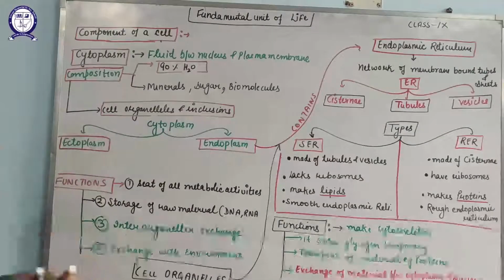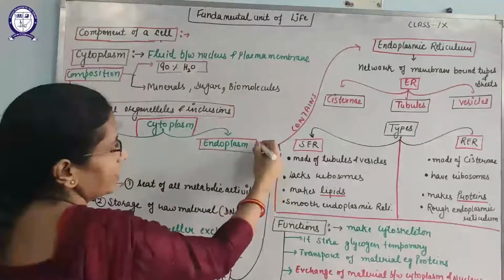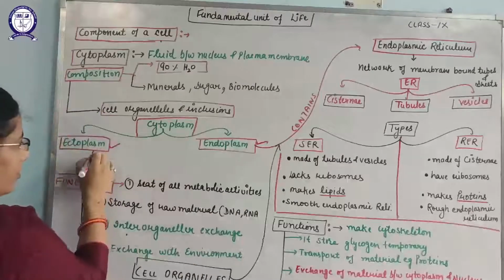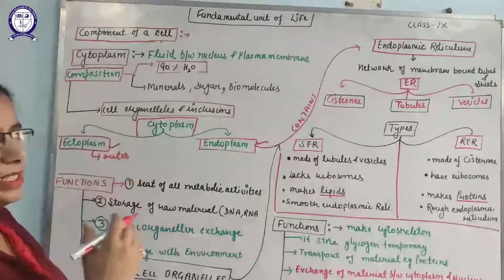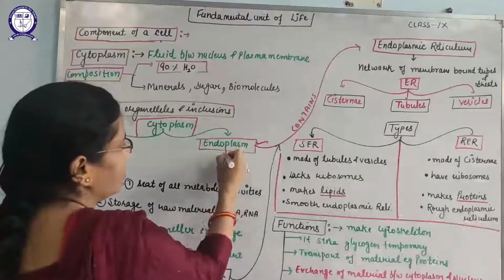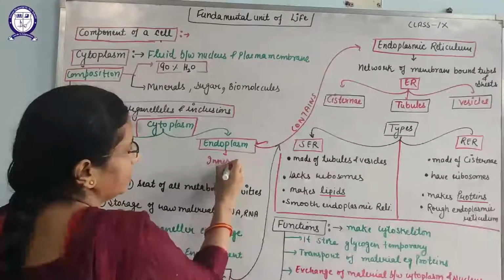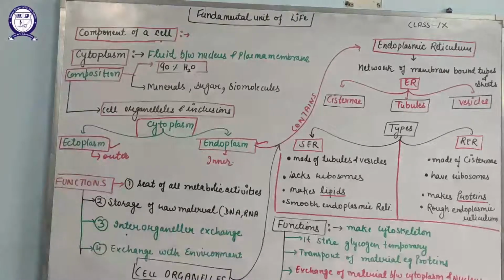So cytoplasm is mainly divided into two parts. One is the ectoplasm and the second is the endoplasm. Ectoplasm is the outer fluid part that lies near the cell membrane, and endoplasm is the inner part that is mainly near the nucleus or center of the cell. So what are the main functions of this cytoplasm?